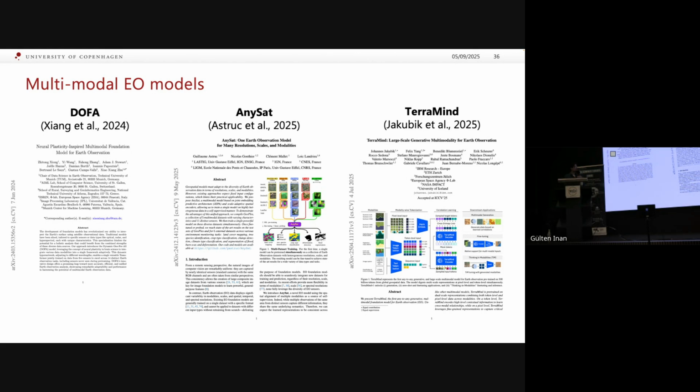And there are a few other papers that I want to point to, this DOFA and ANISAT. There are very recent papers that came out. And most of them really try to develop models that can generalize to different input modalities.